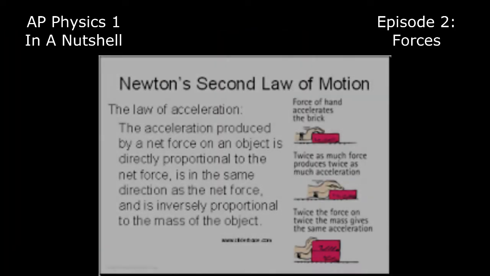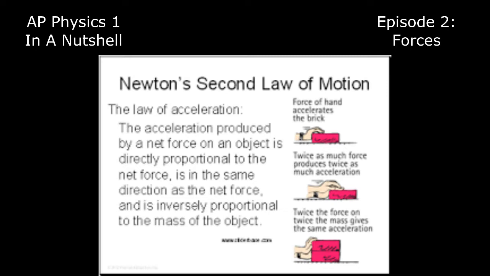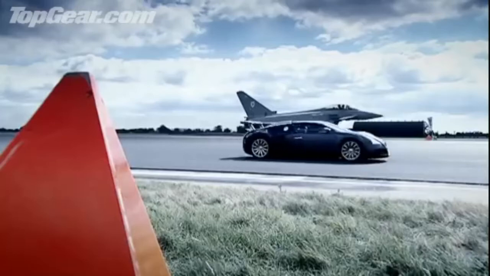Newton's second law is the law you will be actively using the most. Newton's second law states that the net force on an object, which is the sum of all of the forces on that object, is equal to the object's mass times its acceleration. This is another way of saying that a newton is equivalent to a kilogram meter per second squared.